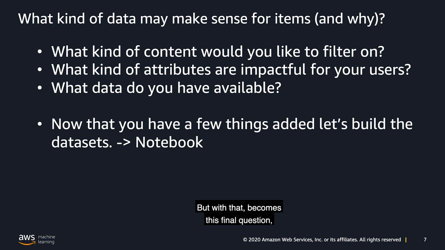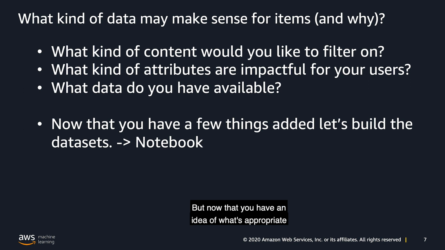But with that becomes this final question: what data do you have available? Just because you have something that's really specialized for one item, if you don't have similar attributes for your other items, it doesn't make it a good candidate. We want to see data sets that are rich and really filled out, not very sparse information. So if it's only available for a handful of your items, probably best to leave that out as a feature.